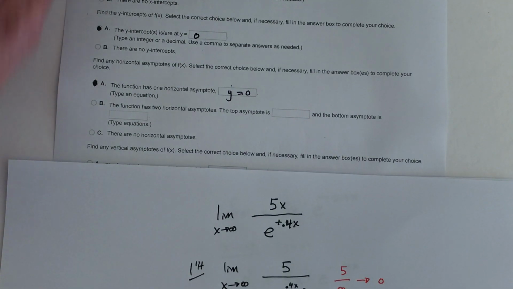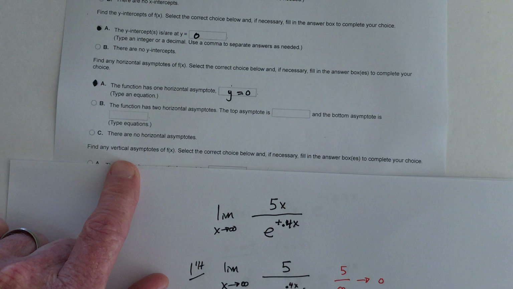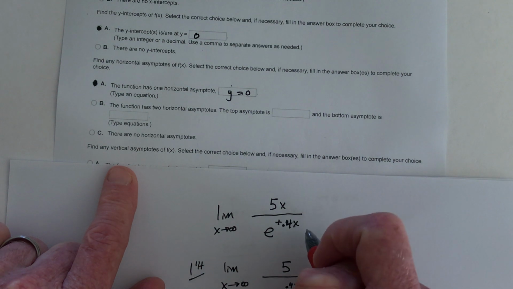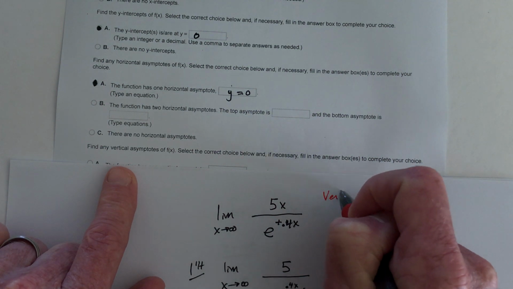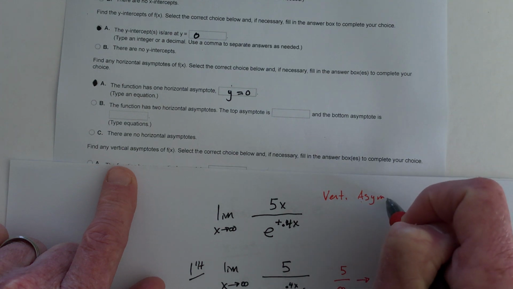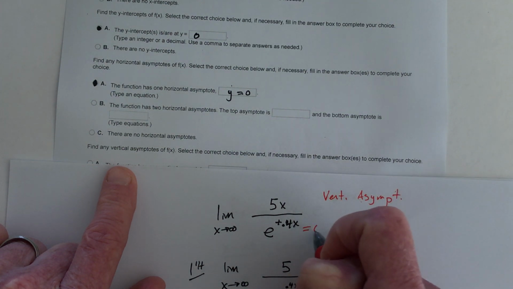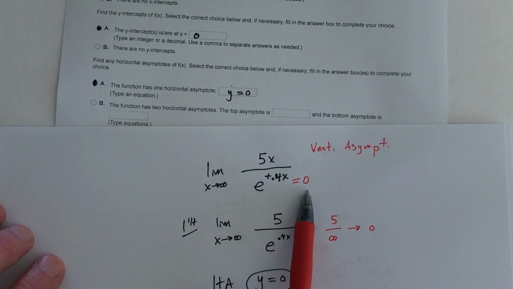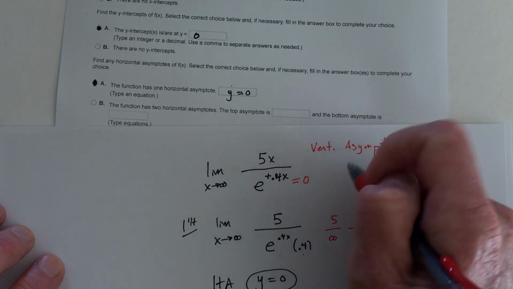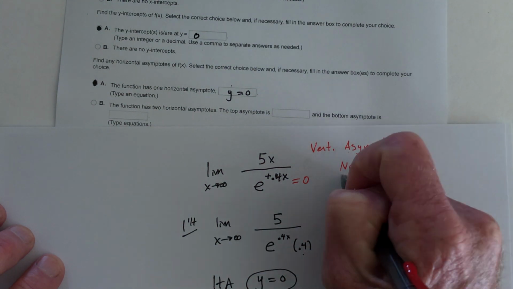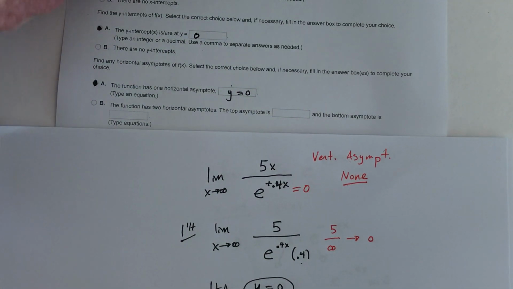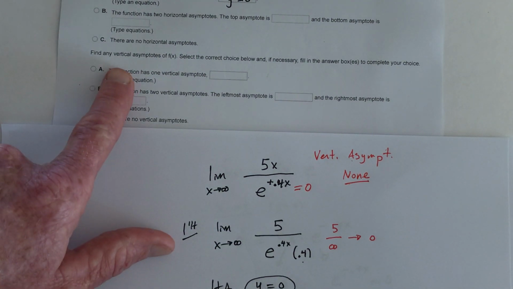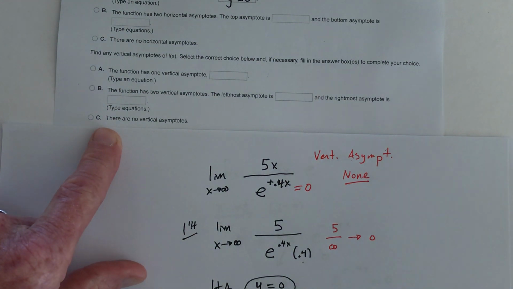Next up, vertical asymptotes. A vertical asymptote comes from when the function is undefined because of division by 0. So for a vertical asymptote, you would put the bottom equal to 0. But that means the e function equals 0, and that never happens. The e function never equals 0. So for vertical asymptotes, there are none.